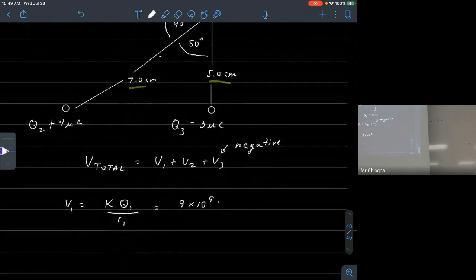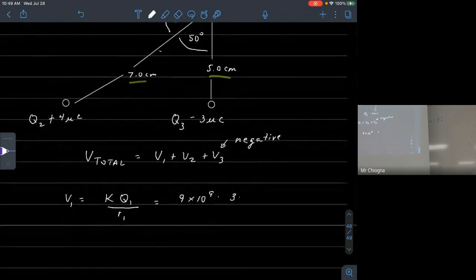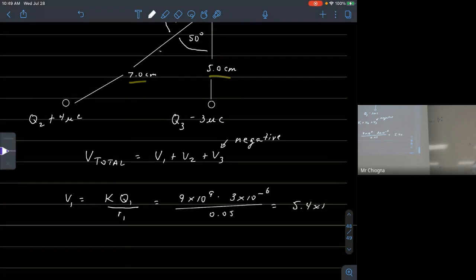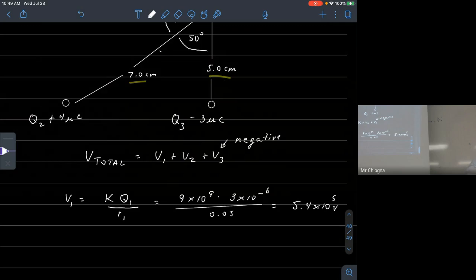Okay, so it's 3 microcoulombs, so it's 3 times 10 to the minus 6. And then the distance is 5 centimeters. We've got to convert that to meters. So that works out to be 5.4 times 10 to the 5 volts. It's volts, or joules per coulomb. You've got to be aware of both. We usually use volts.